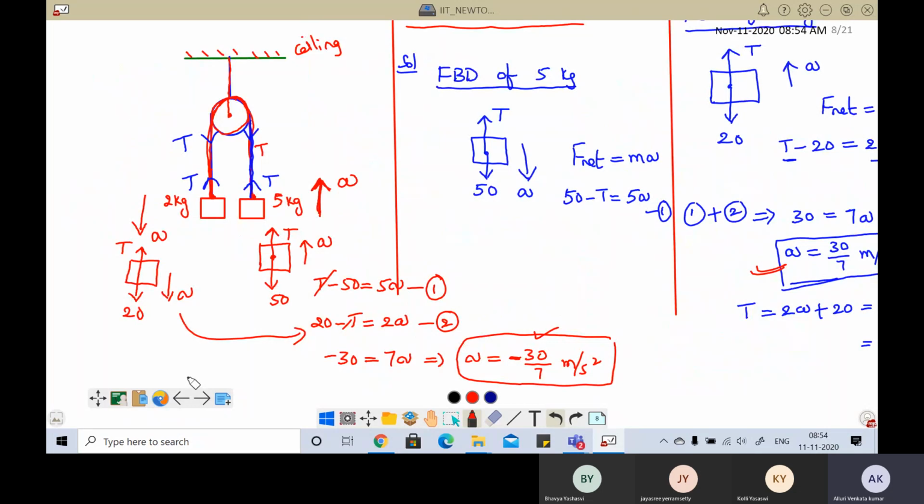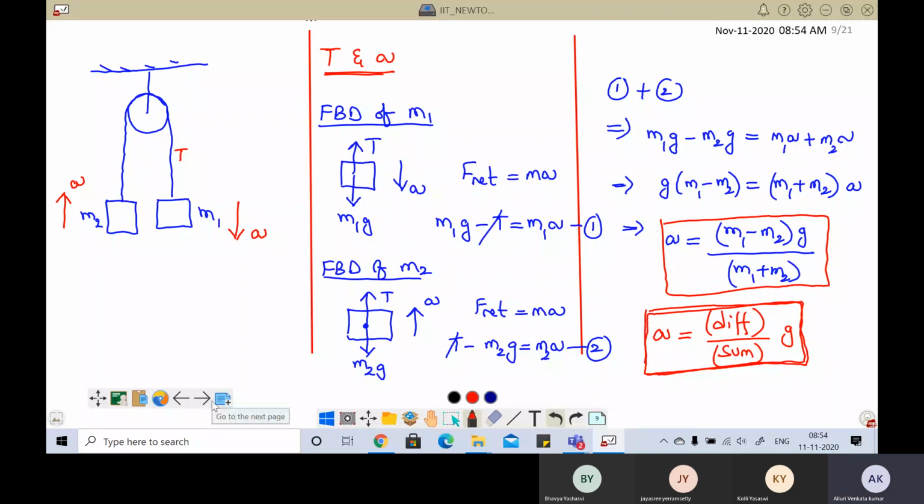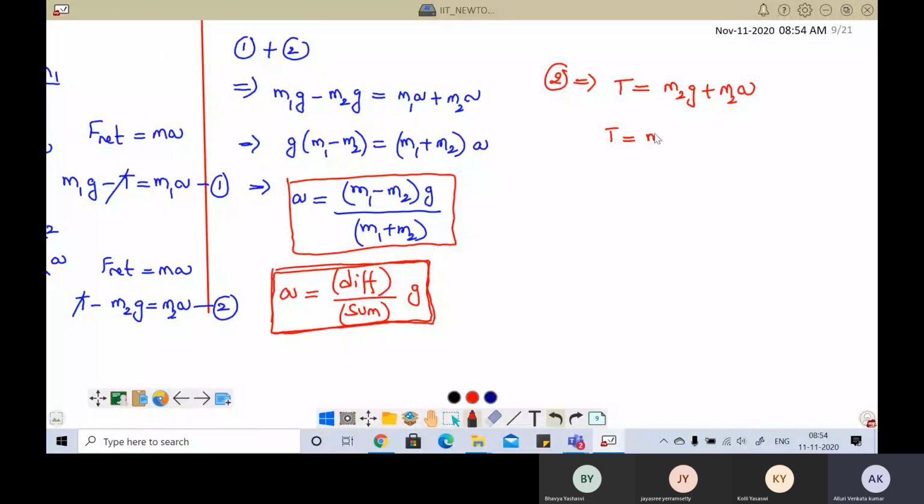Similarly, how to get tension now? We have the equations, correct? So using this we can write. Now let us say from the second equation, T equals what? M2G plus M2A. So T equals M2G plus M2 into acceleration, which here is M1G minus M2G divided by M1 plus M2.